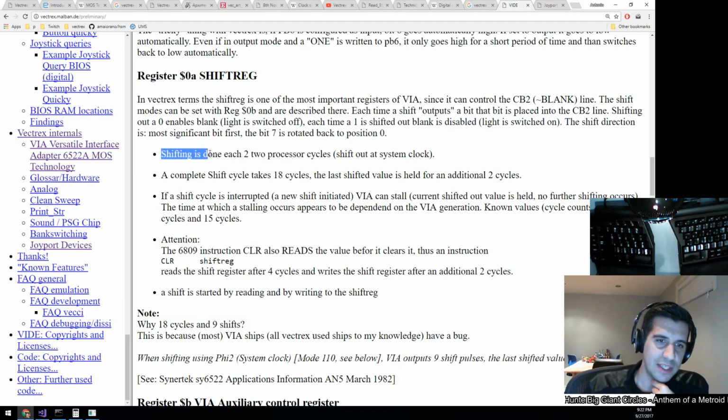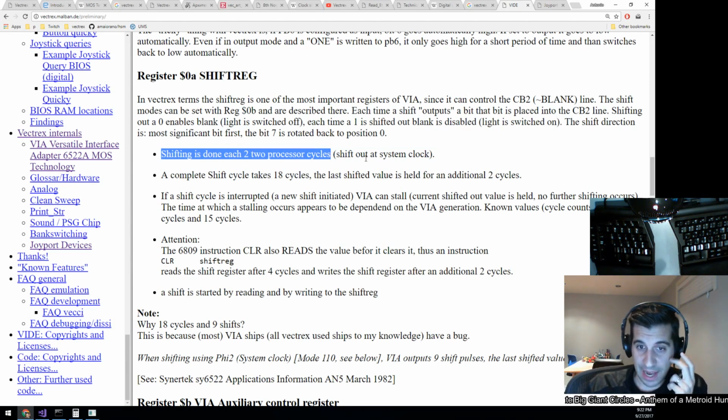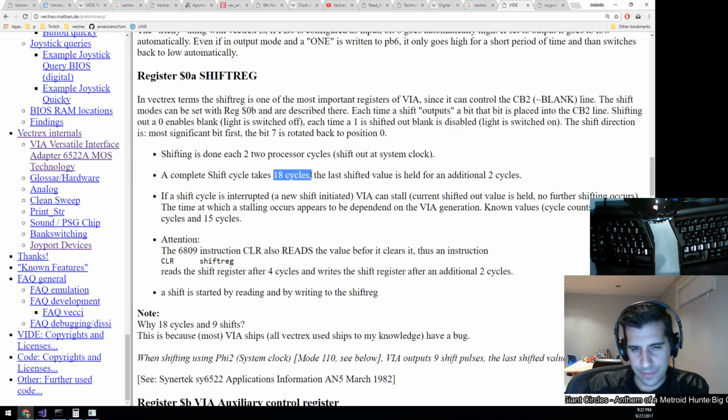He says shifting is done each 2 processor cycles. So I did do that. Shift out at system clock. He says a complete shift cycle takes 18 cycles. So that's odd, right? 18. So we would expect 16 cycles because there are 8 bits. But he says here, the last shifted value is held for an additional 2 cycles.